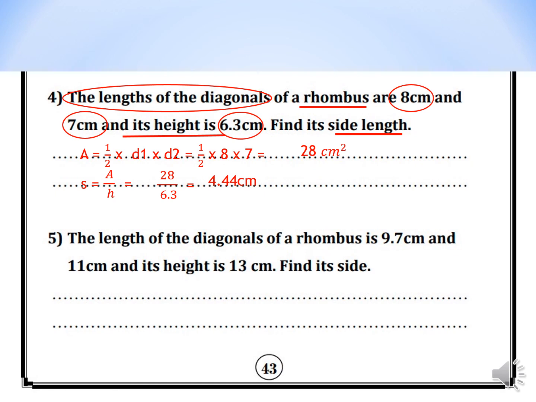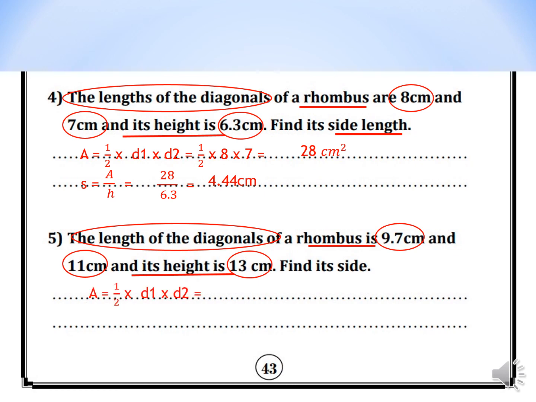Number 5. The length of the diagonals of the rhombus is 9.7 centimeter, this is diagonal 1, and 11 centimeter, this is diagonal 2. And its height is 13 centimeter. Find its side. First, I have to get the area of the rhombus. The area of the rhombus equal half times diagonal 1 times diagonal 2. So it equals half times 9.7 times 11. Using your calculator, you'll find the answer 53.35 centimeters squared.